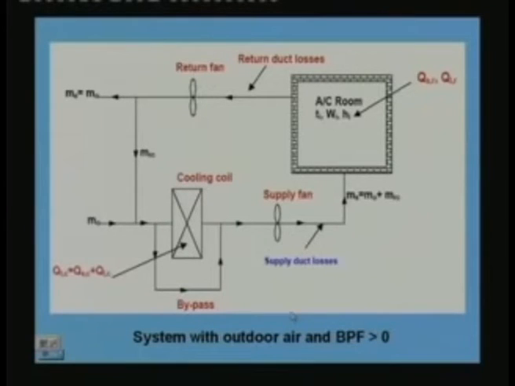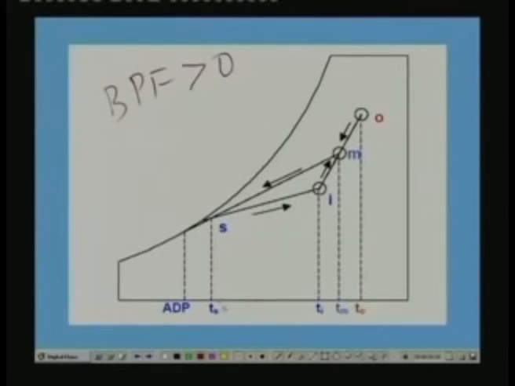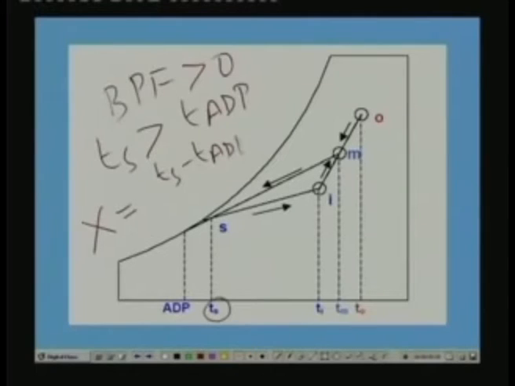So what is the change in the psychrometric chart? You find that on the psychrometric chart there is a difference. Since bypass factor is greater than 0, the exit condition of air from the cooling coil, Ts, is greater than T ADP, because from the definition of bypass factor we know that X is equal to (Ts minus T ADP) divided by (Tm minus T ADP). M is the inlet condition to the cooling coil. This is greater than 0, right? That means Ts has to be greater than T ADP.